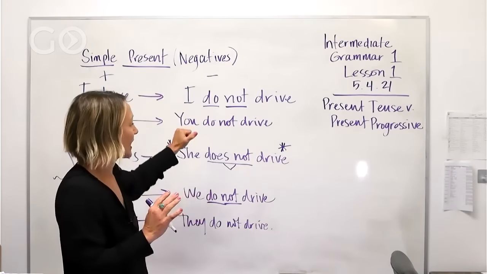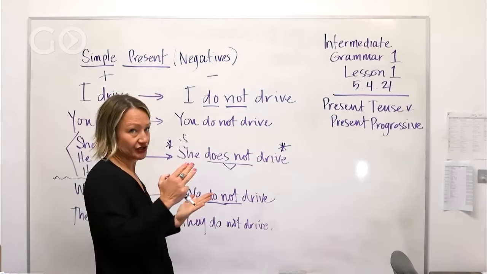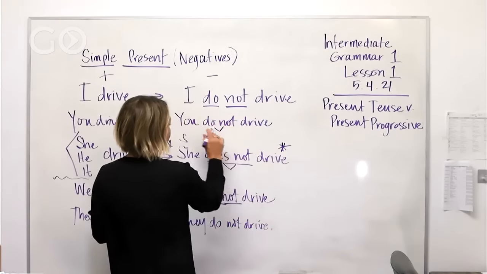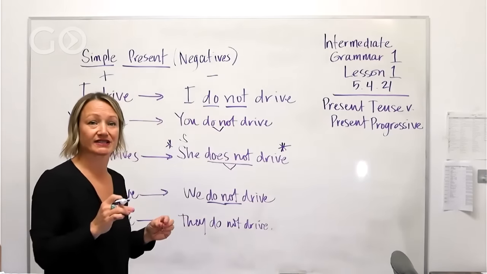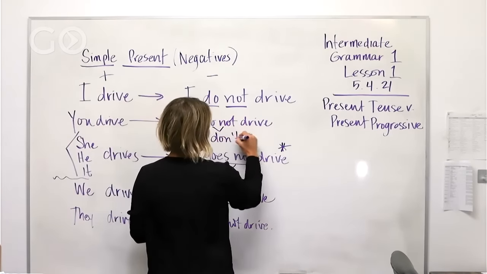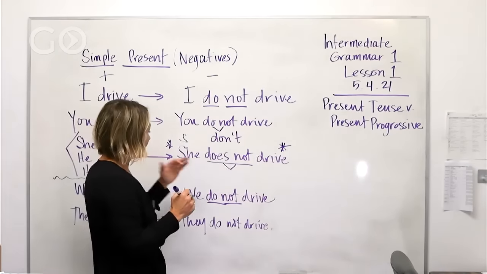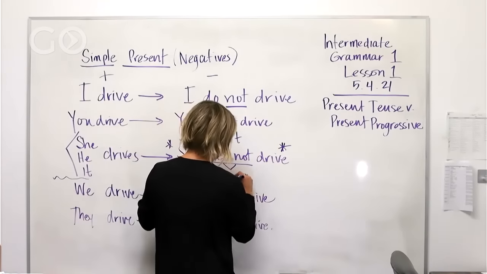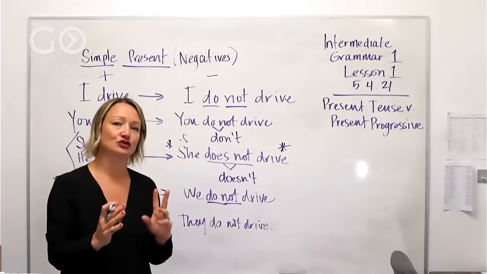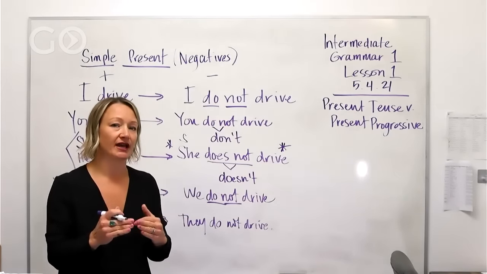Let's now look at the contractions and the pronunciation of those contractions. Okay. So do not goes to, we're going to combine these. The vowel sound changes and we say don't. Don't. Okay. You don't drive. You don't drive. Okay. She doesn't. Doesn't. So we're contracting it. We're combining. So two steps happen. The vowel sounds do change. And that's what you need to pay attention to.